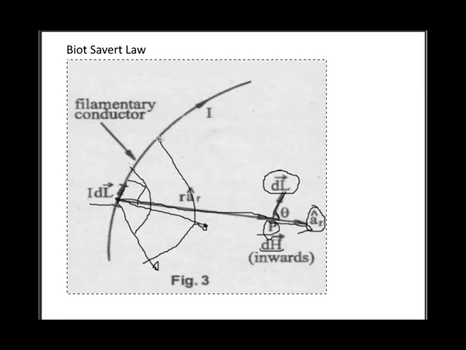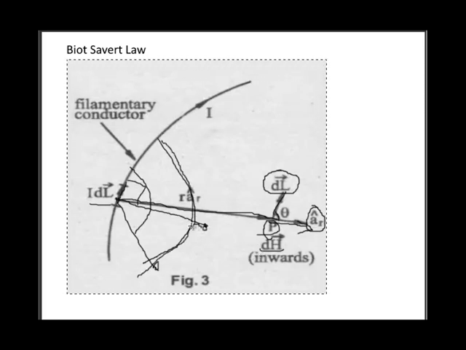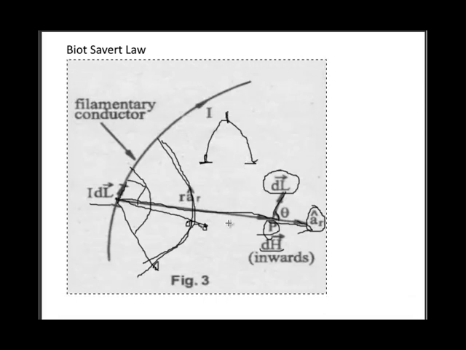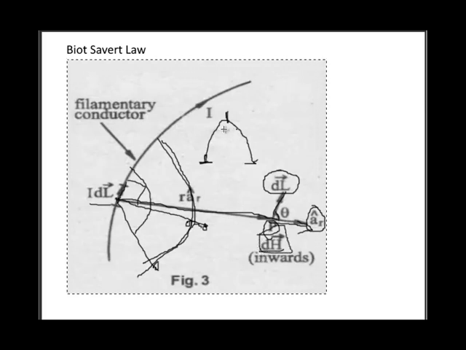So the value increases with angle up to 90 degrees, then it decreases. This nature is sinusoidal. At the peak it will be maximum, and we know the sine curve is 0 here and 0 here, and maximum at the peak. So the differential magnetic field intensity dH is directly proportional to the sine of angle theta.